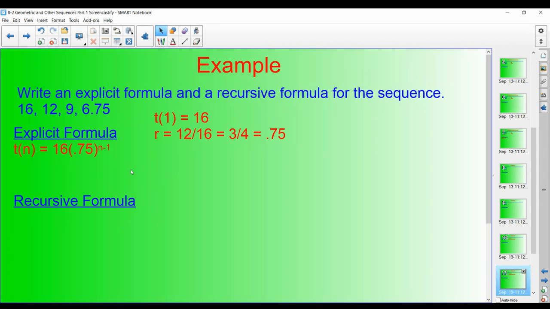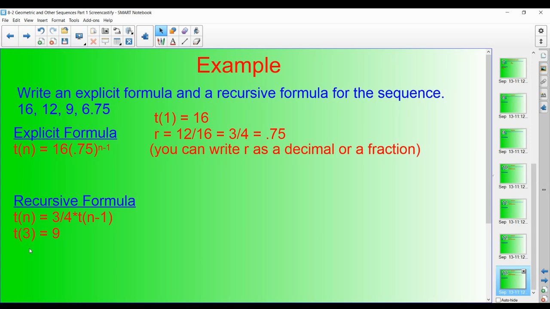And then the recursive formula. Once again, to get to the new step, I do 3/4 times my old step. See here, I used a fraction. And then I've got to give it a term, a starting point. In this case, I'm going to say term 3 is 9.